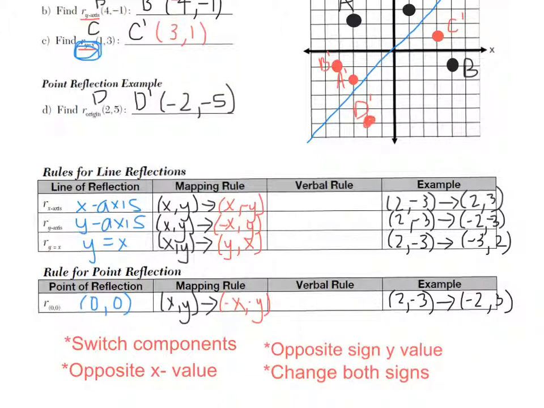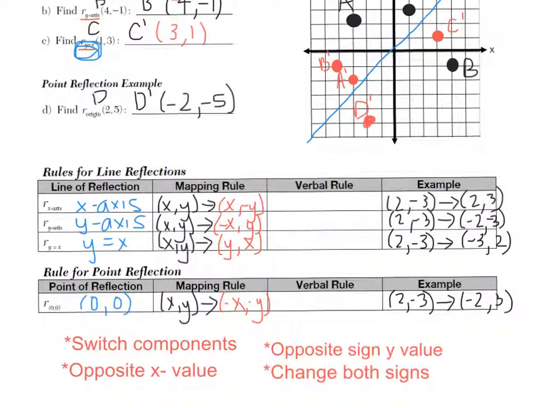So here's your task now. I'd like you to try to figure out what's the verbal rule for each of these line reflections and point reflections using this bank down here. Which one would you say switches the components, or has the opposite x value, or the opposite sign of the y value, or you change both the signs? Go ahead and go through and see if you can figure out what the verbal rules are, and when you're ready, I'm going to ask you to pause the video right now. So when you're ready, unpause the video, and you can check to see if you got the verbal rules right. Go ahead and pause the video and let's see how you did.